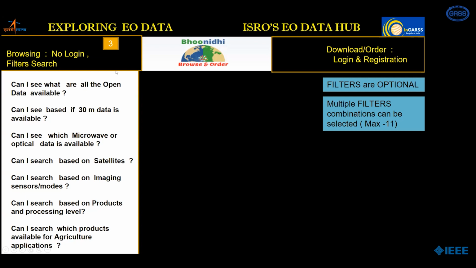So these are the kind of questions which can be answered through these searches, that is, whether data is available under these different filters. So whether data is available under open category or based on the resolution, whether 30 meters data or 10 meters data is available, or whether any microwave or optical data is there, or based on the satellites, sensor modes, and processing products and processing levels. So if I want some data for some agriculture applications or for forestry, which are the kind of sensors which support these kind of applications. So these are the different filters which aid users.